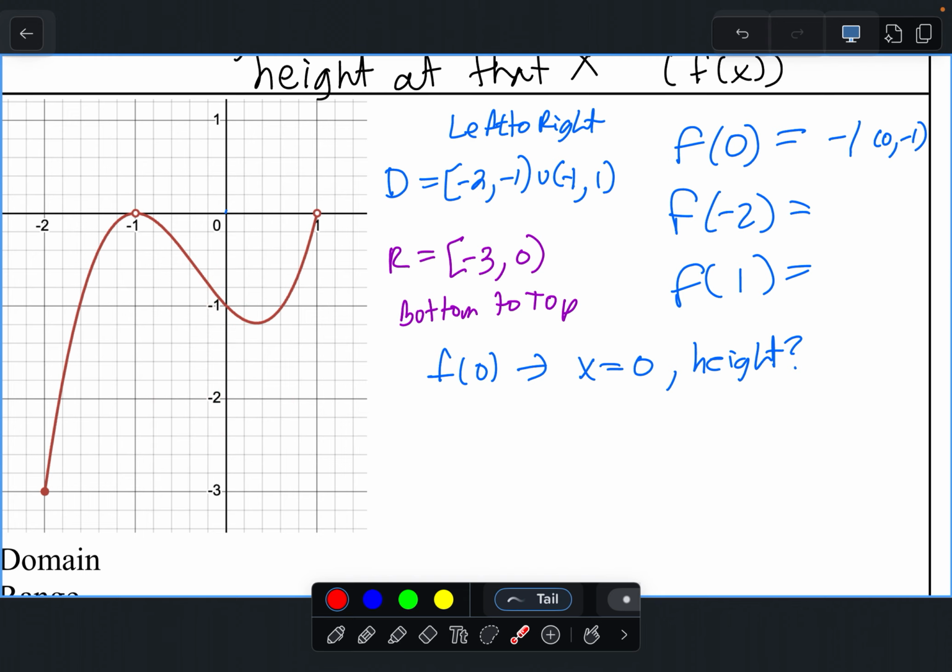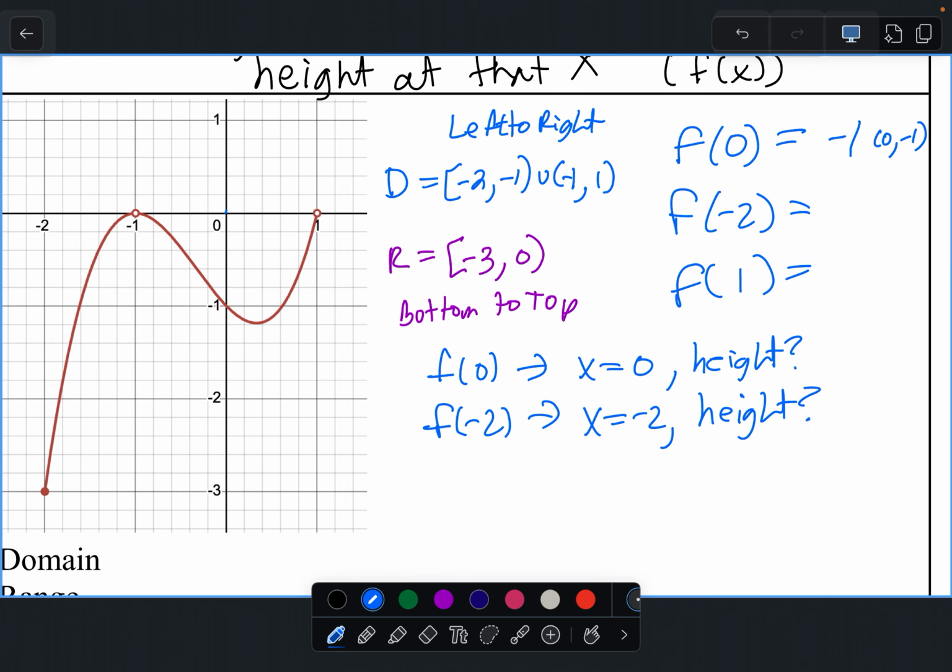Now let's do f of -2. What f of -2 is saying is when x is -2, what is the height? So you want to really get that word height into your head. So if we go over here to -2, we are down at a height of -3. That is the point -2, -3. So our value, f of -2, is -3. That represents the point -2, -3.